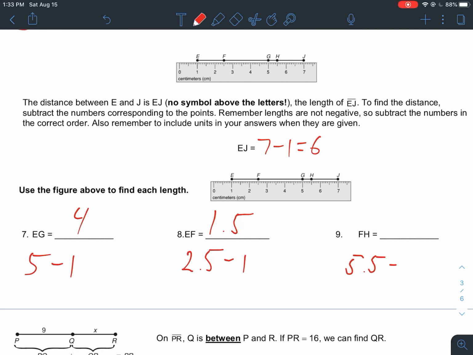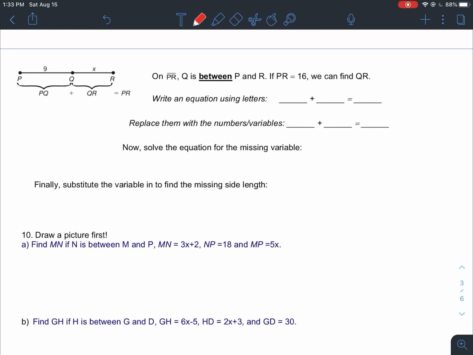All right, very important part here coming up, something we'll use probably for the rest of the year in geometry. Two small segments adding to a bigger one. So look at the picture here. On segment PR, Q is between P and R. Is that word again, between? Q is between it. It's not the midpoint. So don't think that those two segments are equal. It does not say midpoint or bisect. Between just means that the two small segments add together to give us a big segment. We know PR is 16.